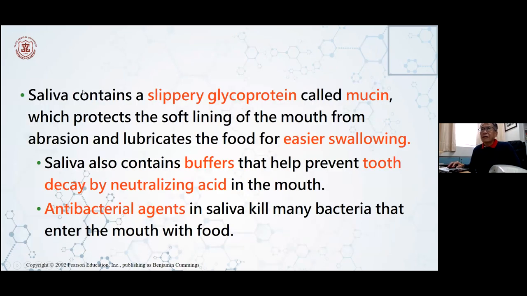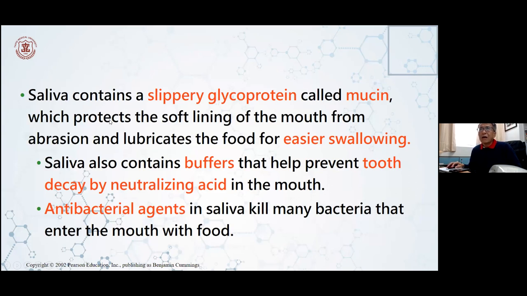Saliva is very important for digestion. Saliva is the beginning, and it occurs in the mouth. Saliva contains a slippery glycoprotein called mucin. The mucin can protect the mouth, because sometimes we eat foods that are very sharp, and it is easy to hurt the inside of the mouth.